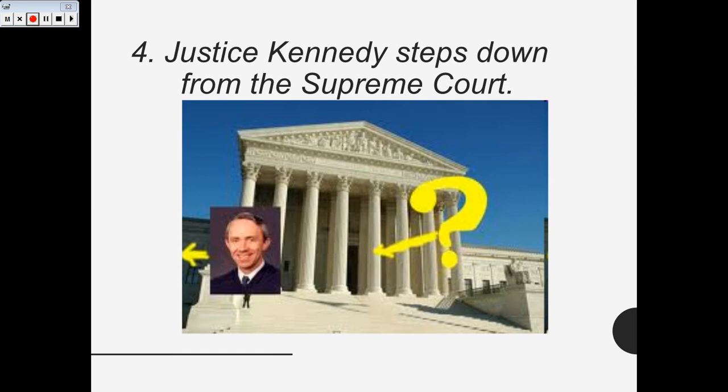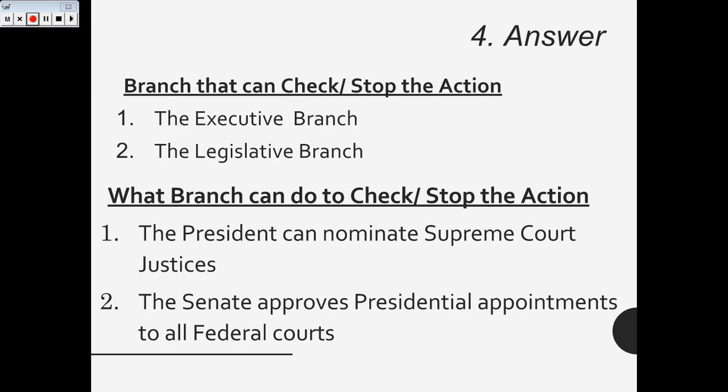Okay, let's move forward and talk about this. So the executive branch and the legislative branches are the two that could actually check this. They can't actually prevent someone from leaving, but the president could nominate another Supreme Court justice, and the Senate can approve anybody that the president nominates to serve in the Supreme Court.